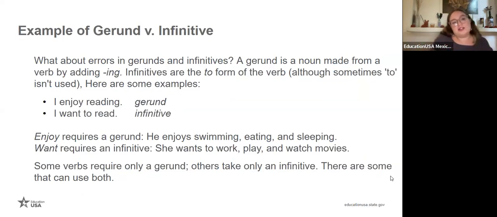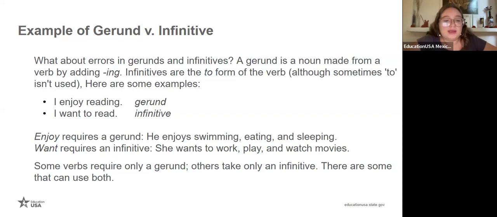All right, we're going to talk about the gerund versus the infinitive, which for me is honestly still a little bit confusing. So we're going to go over it just in case you need a refresher. A gerund is a noun made from a verb by adding -ing. Infinitives are the "to" form of the verb. "I enjoy reading" is the gerund. "I want to read" is the infinitive. So enjoy requires a gerund.